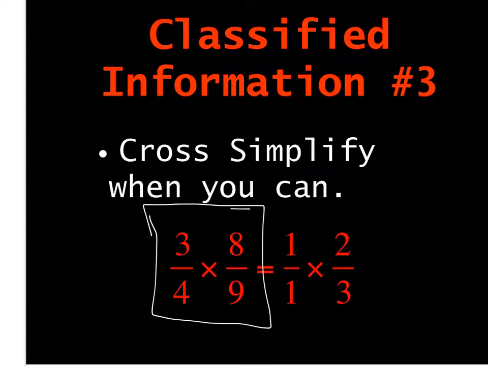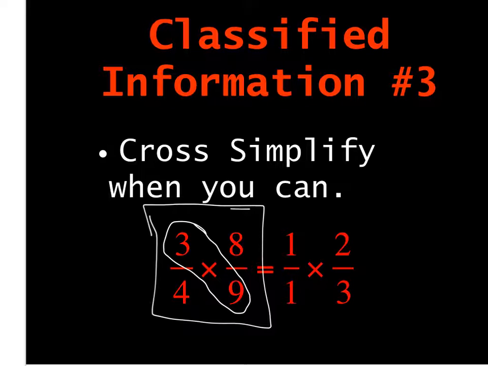But let's say we want to multiply the fraction 3/4 times 8/9. We could simply multiply straight across, which you'll learn next. But before we do that, we should try to cross-simplify. What that means is to look across the diagonals. Look across the numerator of one fraction and the denominator of another, and see if there is a common factor. So 3 and 9 have a common factor of 3. So we would divide that out.